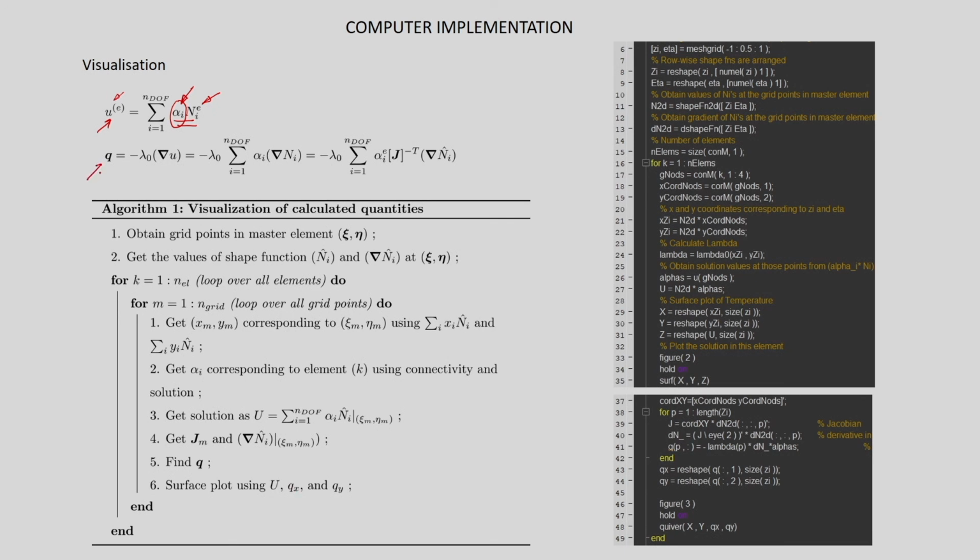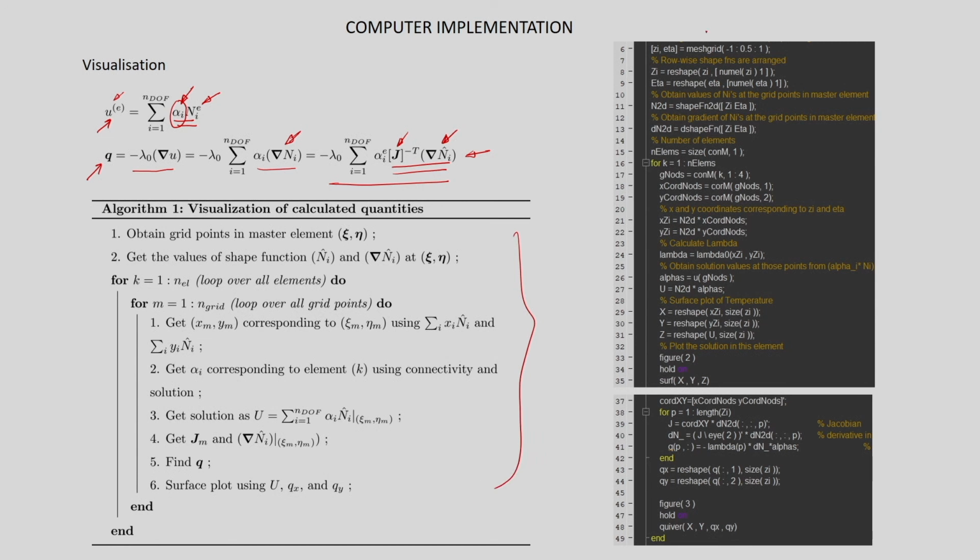Next, to calculate the heat flux, which is a vector in this case, we will follow the procedure minus lambda naught gradient of u, and if I substitute u as alpha I Ni, we get alpha I gradient of Ni. Now gradient of Ni means these are the gradients of shape functions in the physical element, so we have to convert it into the gradient in the master element. That we already discussed, that is J inverse transpose into gradient of Ni. So Q can be calculated following this. Let us look into this piece of code where we have implemented this algorithm.